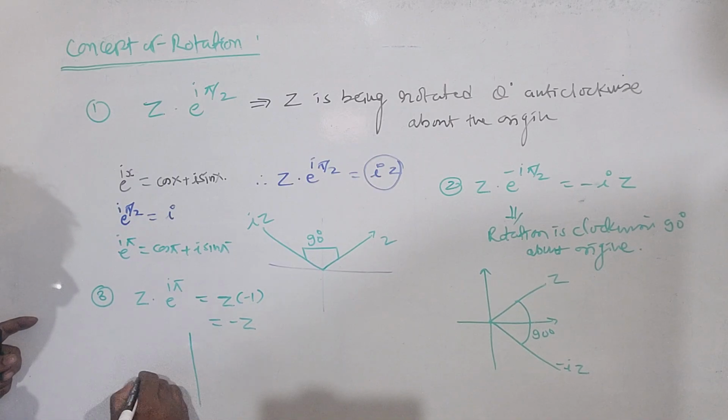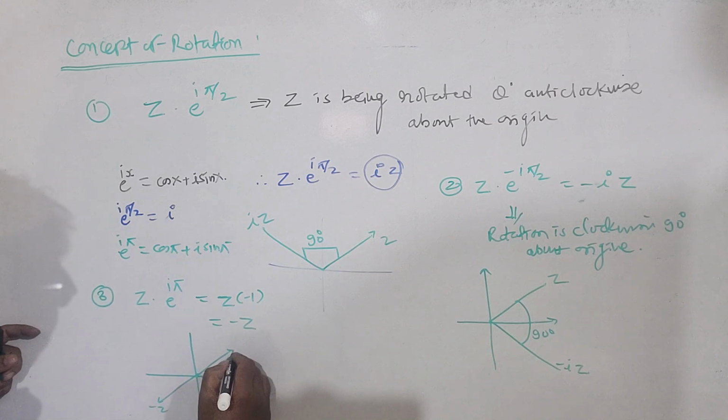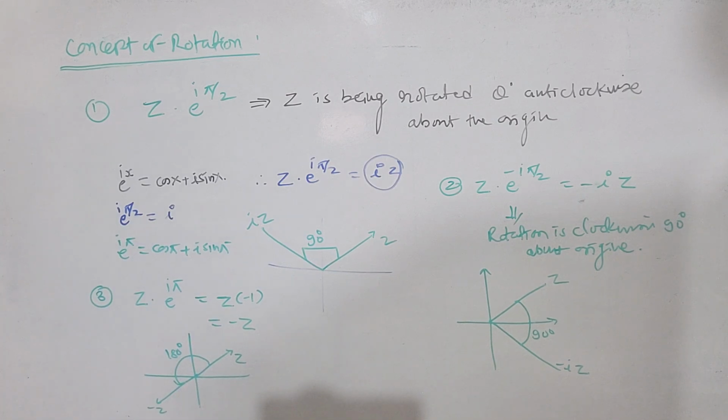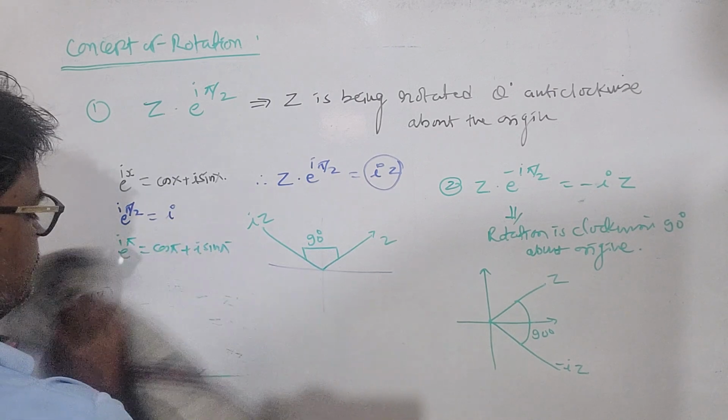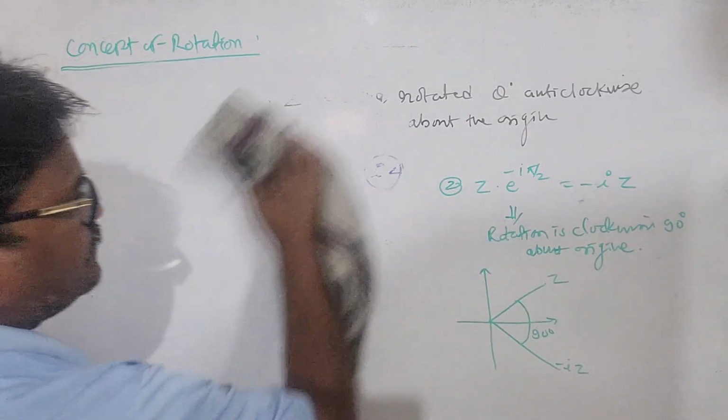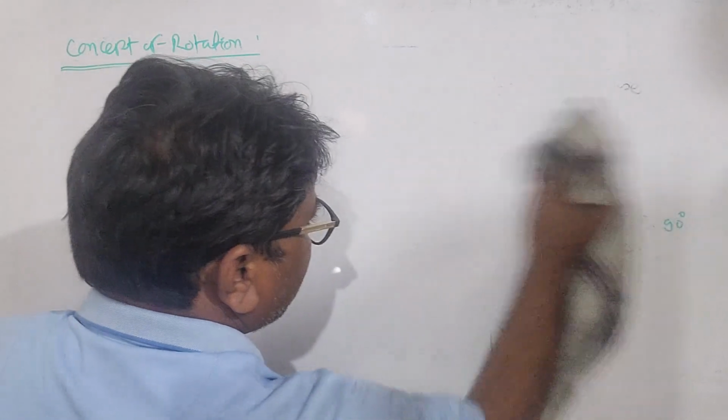So your complex number is being rotated. Okay, this is your z, then this is your minus z. Got it? This is a 180 degree anti-clockwise rotation. You understand this? Similarly, we can rotate the complex number by 120 degrees in the anti-clockwise direction or clockwise direction. See, what is the new position?